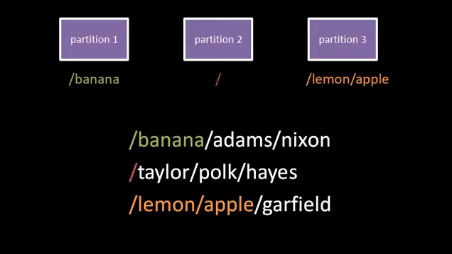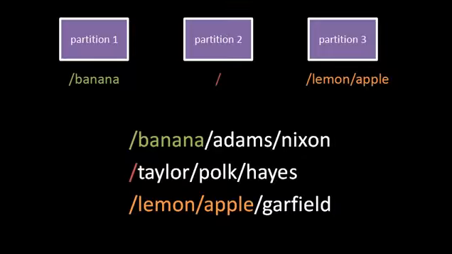When the file system sees the path /Taylor/Polk/Hayes, again, it looks in the root of the whole system, which is the root of partition 2. It looks there for the directory Taylor, in which it looks for the directory named Polk, in which it looks for the file or directory named Hayes.